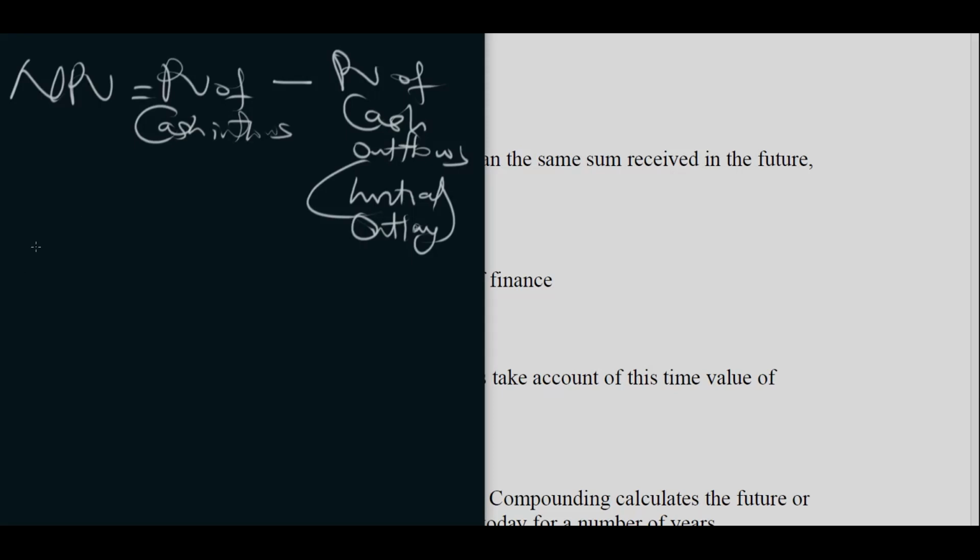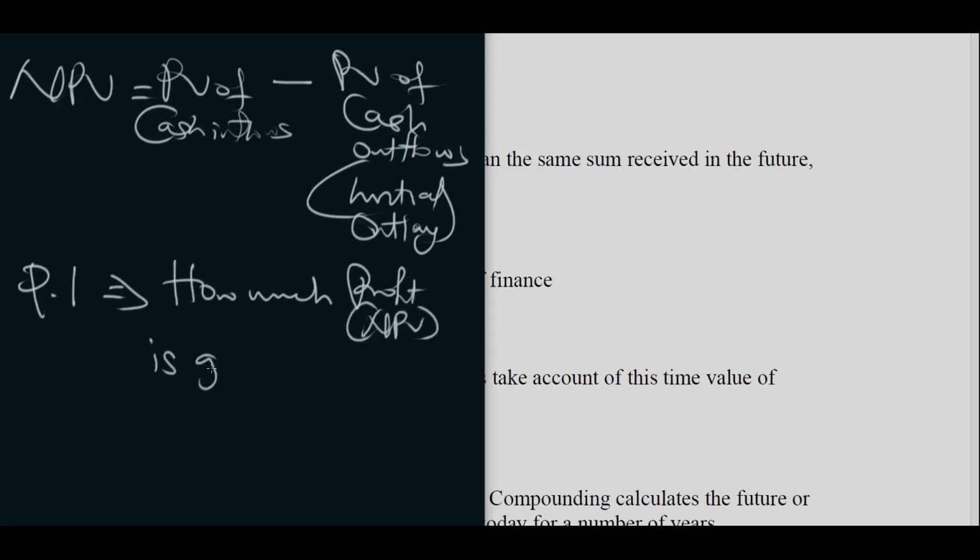NPV also has other techniques that support it. Let me give you an example: the profitability index, which tells us how much profit, or in simple terms NPV, is generated for every 1 CD of cash outflow or initial investment, okay? For every 1 CD of initial investment.